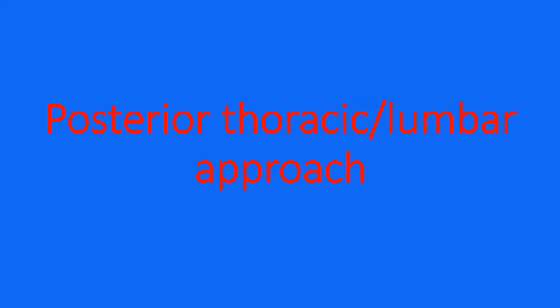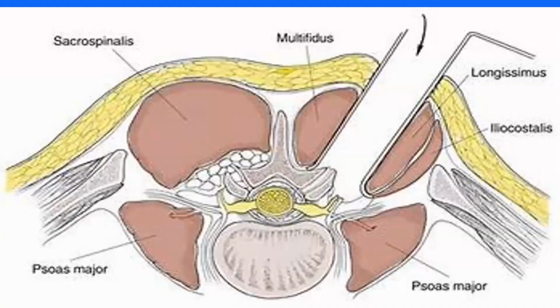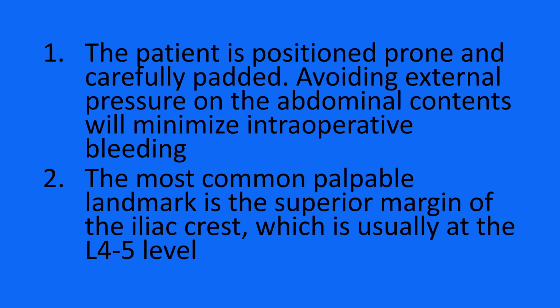The posterior thoracic and lumbar approach we know very well. This is how we approach it. The patient is positioned prone and carefully padded. Avoiding external pressure on the abdominal contents will minimize intraoperative bleeding. The most common palpable landmark is the superior margin of the iliac crest. You need to know that the upper margin is equivalent to L4-5, and the posterior tubercle from behind is equivalent to S2.